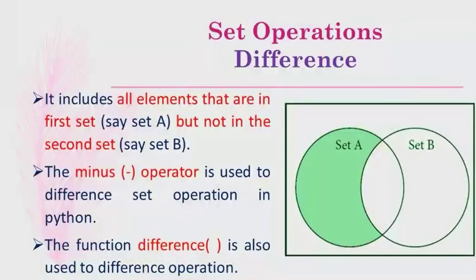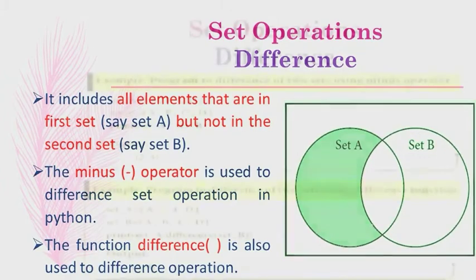And the next set operation is difference. The difference set operation includes all the elements that are in the first set, which means set A, but not in the second set, which means set B, okay. It includes all the elements in set A, but not in set B. Here the minus operator is used to find the difference set operation in Python, and you can also use the difference function, okay. So see this diagram, set A, set B. In the difference operation, only the elements that are available in the first set, which means set A, are displayed. Second set elements, which means set B, will not be displayed, okay.